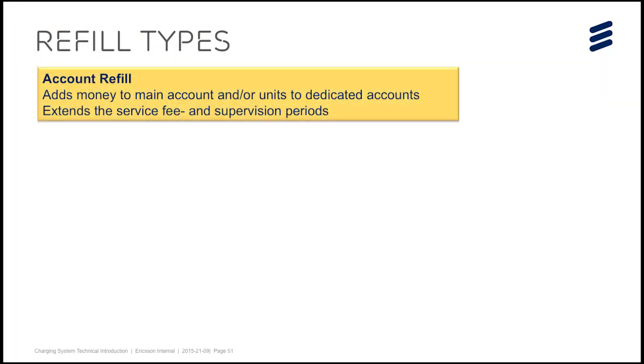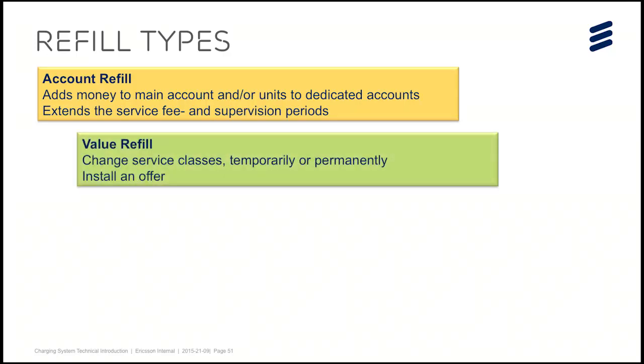The refill profile, or the type of voucher, is communicated to AIR, which then decides about the details of the refill. The following refill types can be distinguished. Account refill is the most common type. Account refill adds money to main account and/or units to dedicated accounts. Typically, it also extends the service fee and supervision periods associated to the account. Value refill makes it possible for the subscriber to change service classes, temporarily or permanently. It can also be used to install an offer.